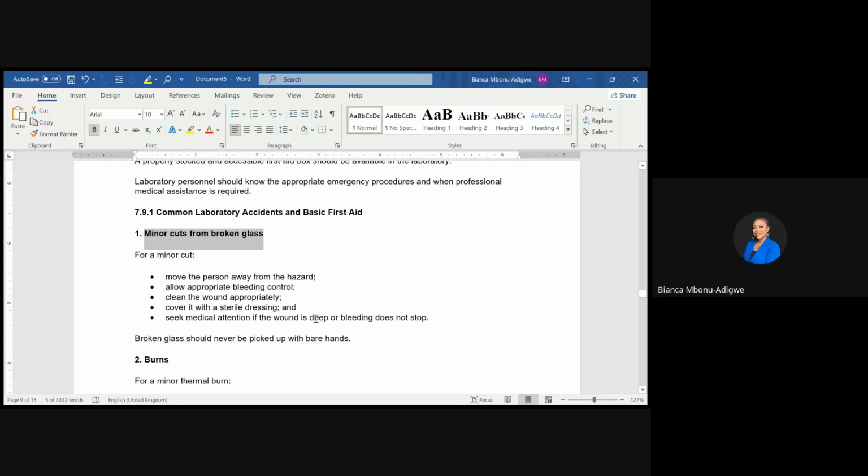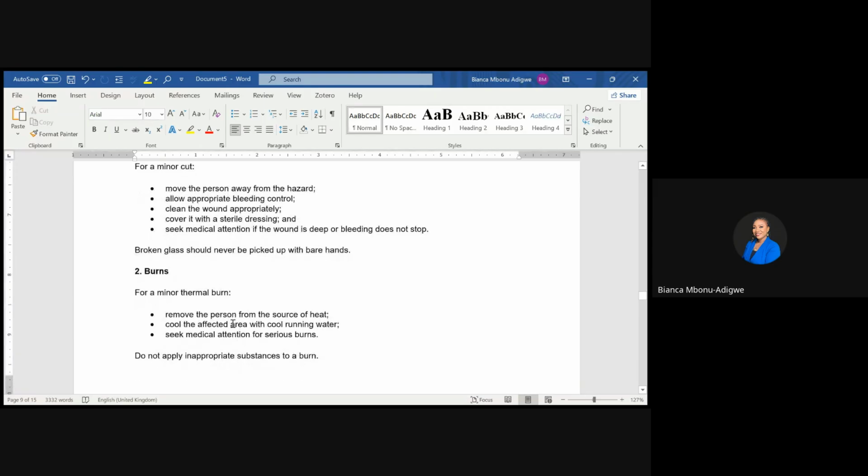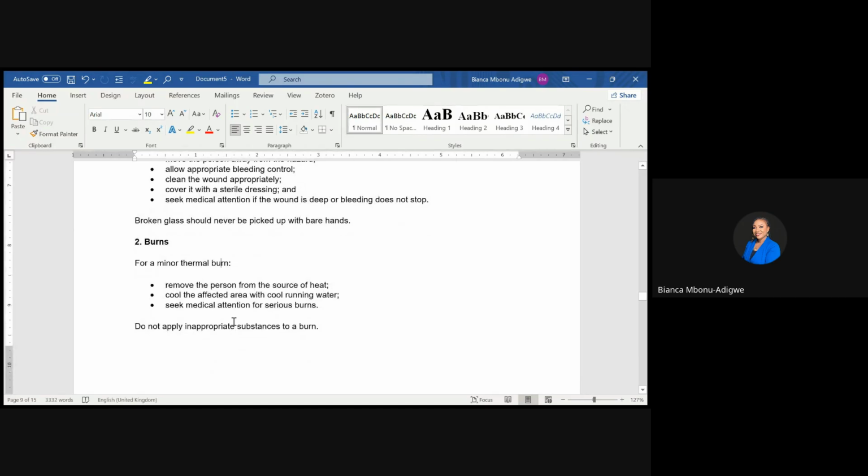Seek medical attention. Some schools have nursing stations, so you can call them, especially if the wound is very deep. Don't use your bare hand to pick up the broken glass. You don't do that. Another one I have is burns. Someone has touched your gas stove. Remove the person from the source of heat. If you have running water, which you should, put the affected area under water and then call the nurse. Don't go and start rubbing something there. You are not a nurse. Put cold water. If you have ice, put ice there and then call the nurse to come and give proper medical attention.